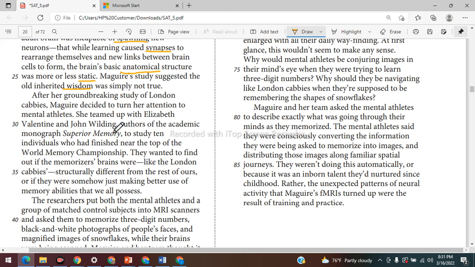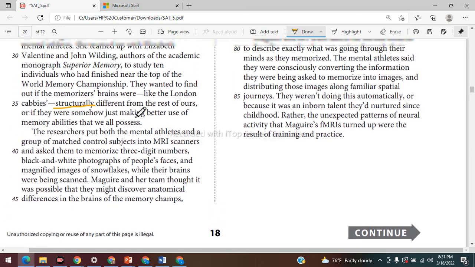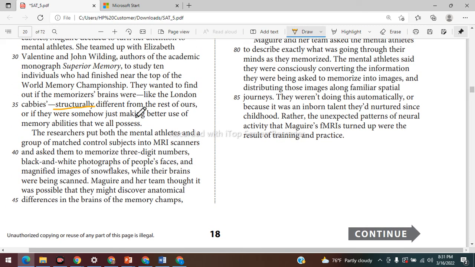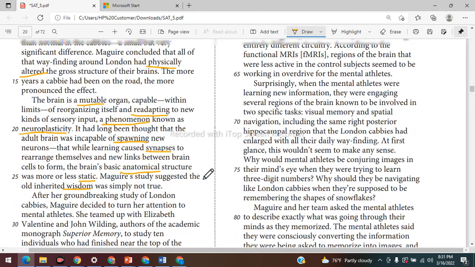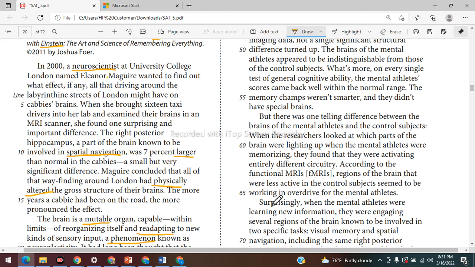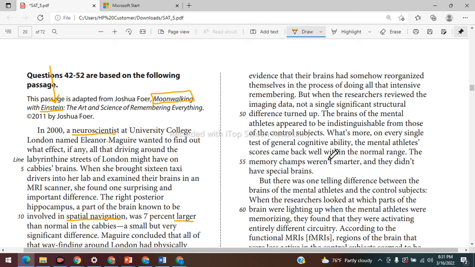Okay. You wanted to find structurally different. Structurally, I like that word. So these are some vocabulary words that you could learn the definition of if you don't know them, or just be exposed to, that you could use in your own writing, right? Photographs, anatomical. Did we underline anatomical? Yes. I like this one. Surprisingly, it's a good transition. Surprisingly. Evidence, somehow reorganize. Reorganize. Intensive, right?